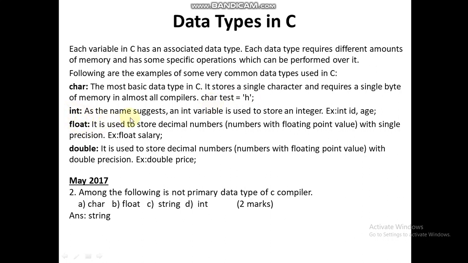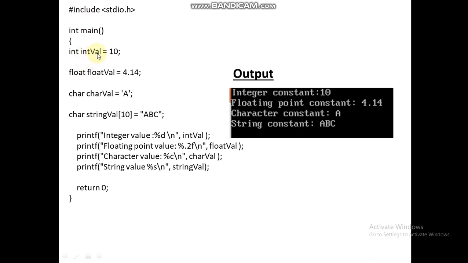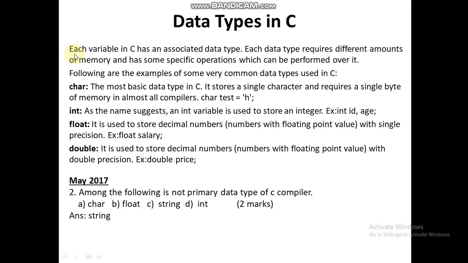Second, int. As the name suggests, an int variable is used to store an integer. Integer numbers means whole numbers, which do not contain any decimal point. For example, int val = 10 does not contain any decimal point. If you are assigning a character value to a variable, then the data type is char. If it is an integer value with no decimal point, you write the int data type.